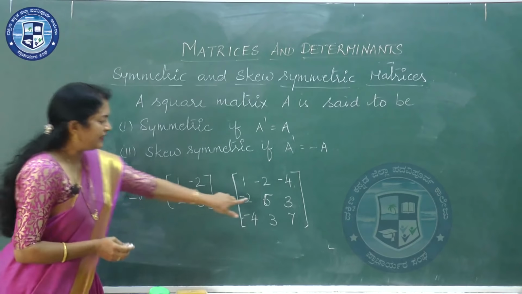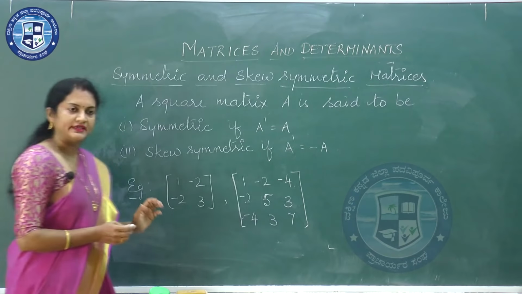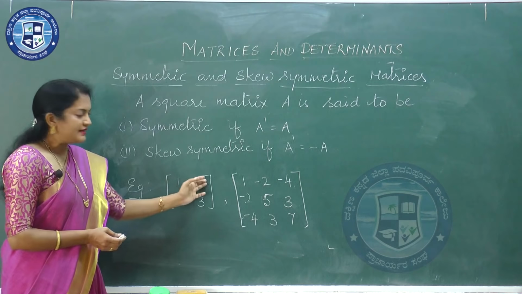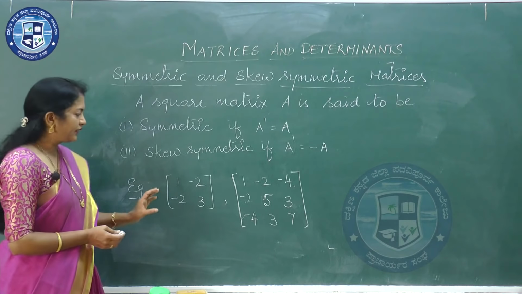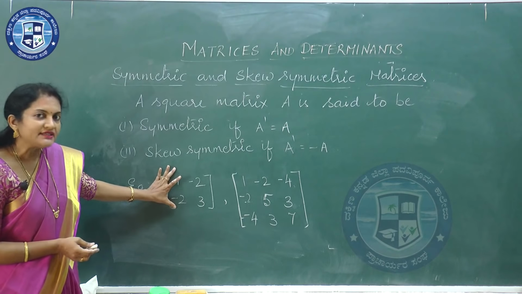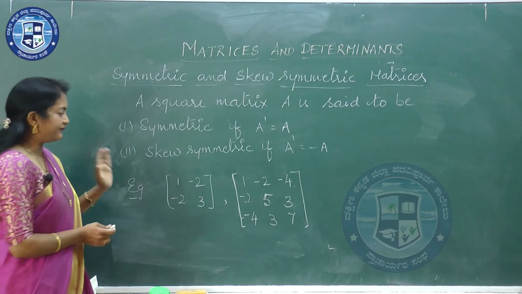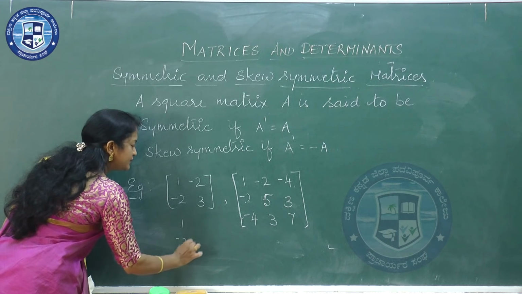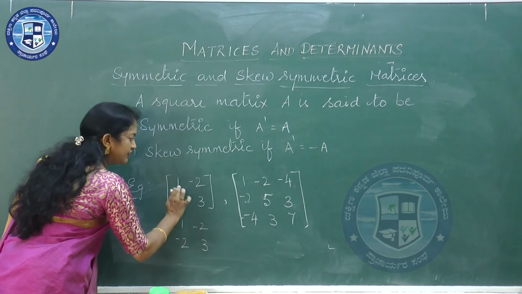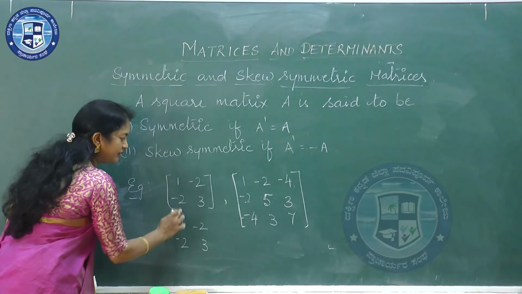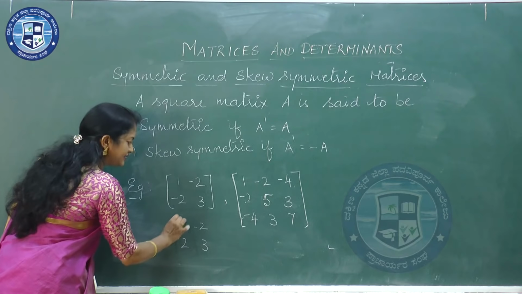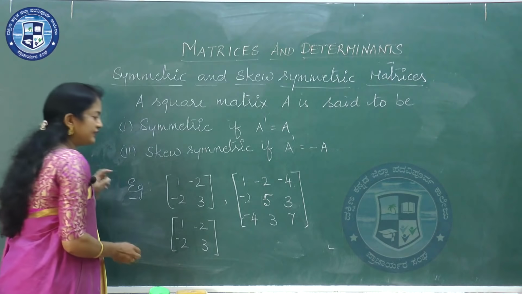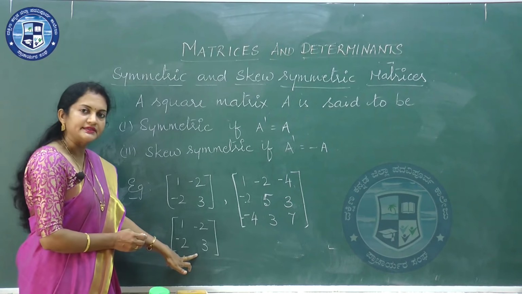Now you just see, I had taken here two matrices, 1, -2, -2, 3. What is the transpose of this matrix? We will see. What is the transpose? 1, -2, -2, 3. This row I have written as column, this row I have written as the second column. So I am getting the transpose is like this.